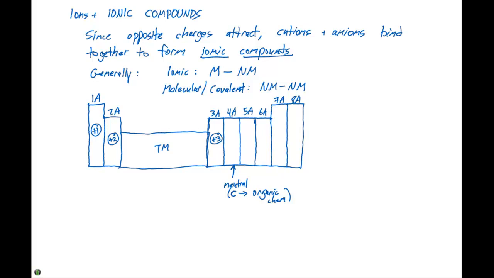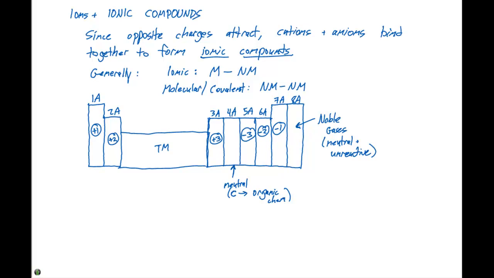Now, I'm going to skip over to the right-hand side of the periodic table for a second. Group 8A is referred to as the noble gases, and they're also neutral and unreactive. So in terms of forming ions, the noble gases do not form ions. For group 7A, these are going to form anions with a -1 charge. Group 6A forms anions with a -2 charge, and group 5A is going to form anions with a -3 charge.